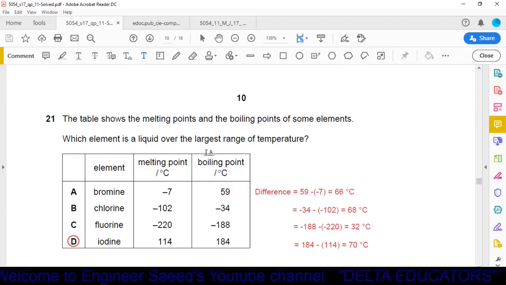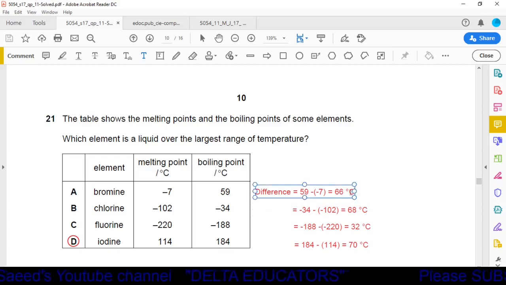Here what we have to do, we have to find out the difference between the melting and boiling point, and where the difference between melting and boiling point will be maximum, that element will be over the largest range of temperature a liquid. That element will be a liquid over the largest range of temperature.